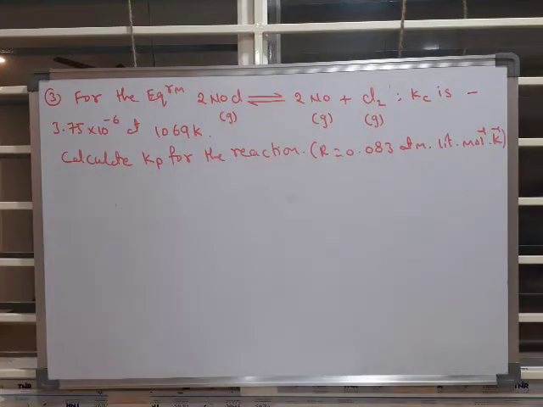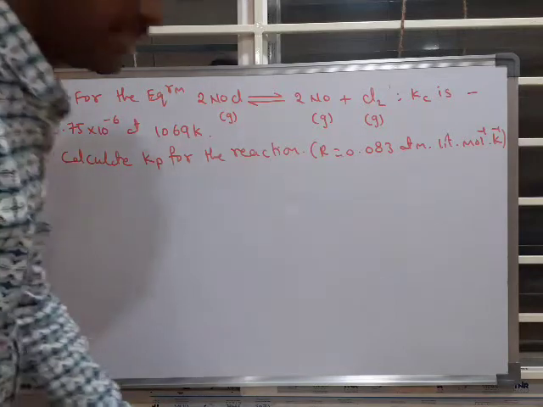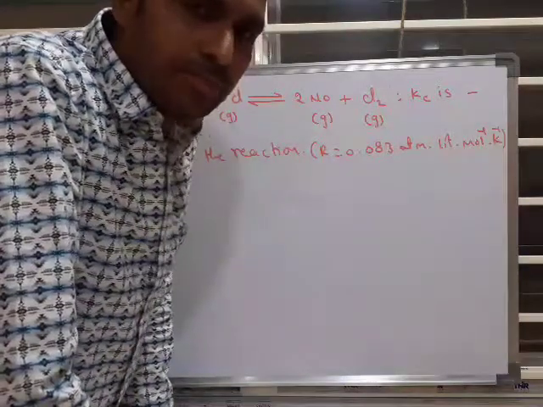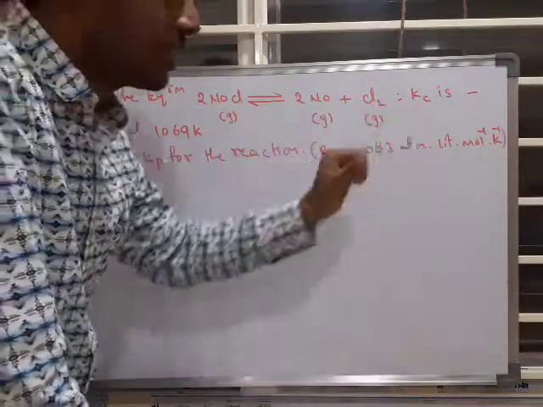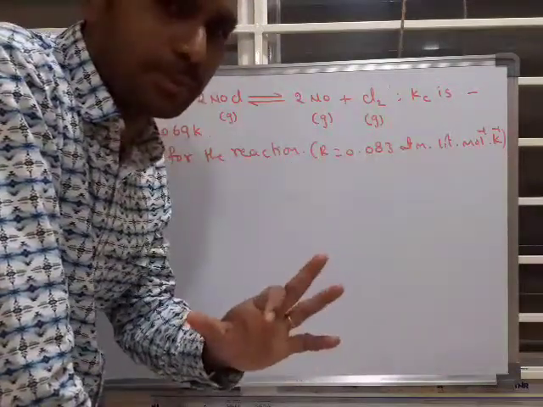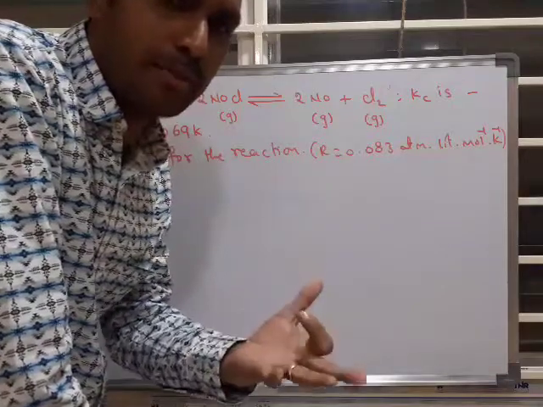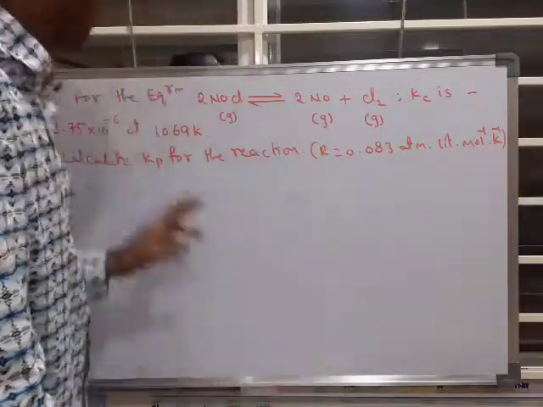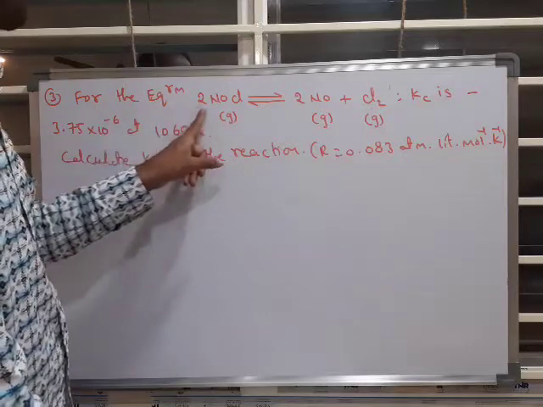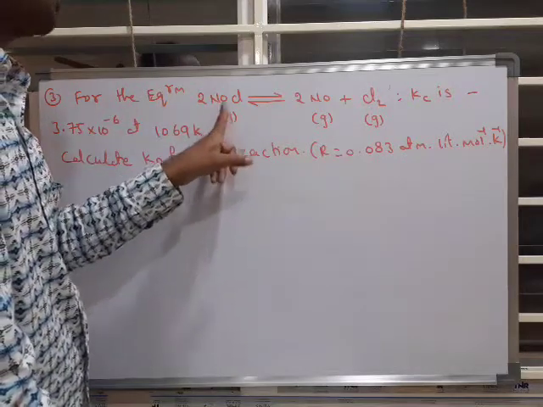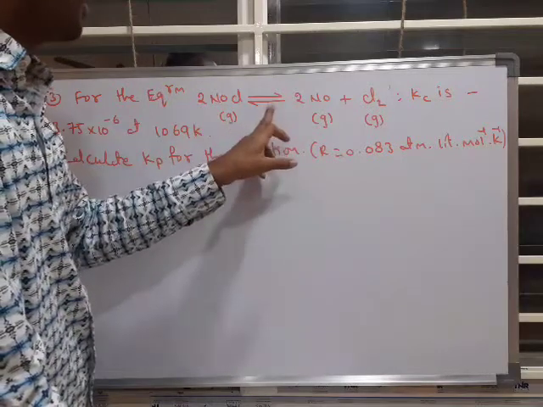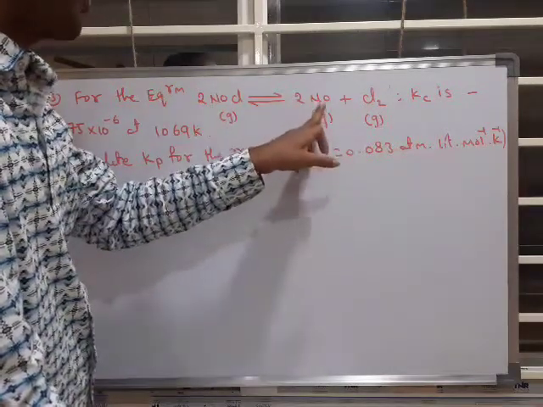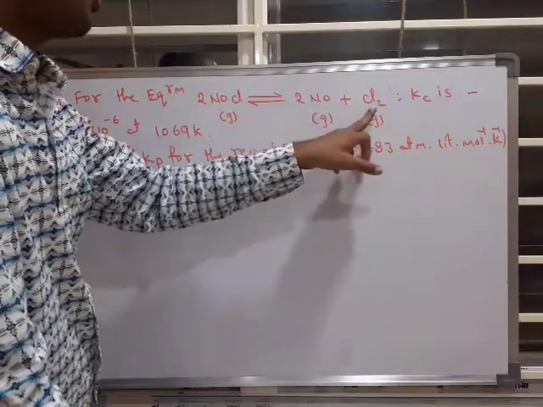Okay, see the next problem. It is based on the Kp-Kc relation. In this problem, Kc is given for a reaction at a particular temperature. We have to find the Kp. So let's see the problem. For the equilibrium 2NOCl, nitrosyl chloride, this is always in the form of gas, gives rise to 2 moles of nitric oxide plus chlorine gas.